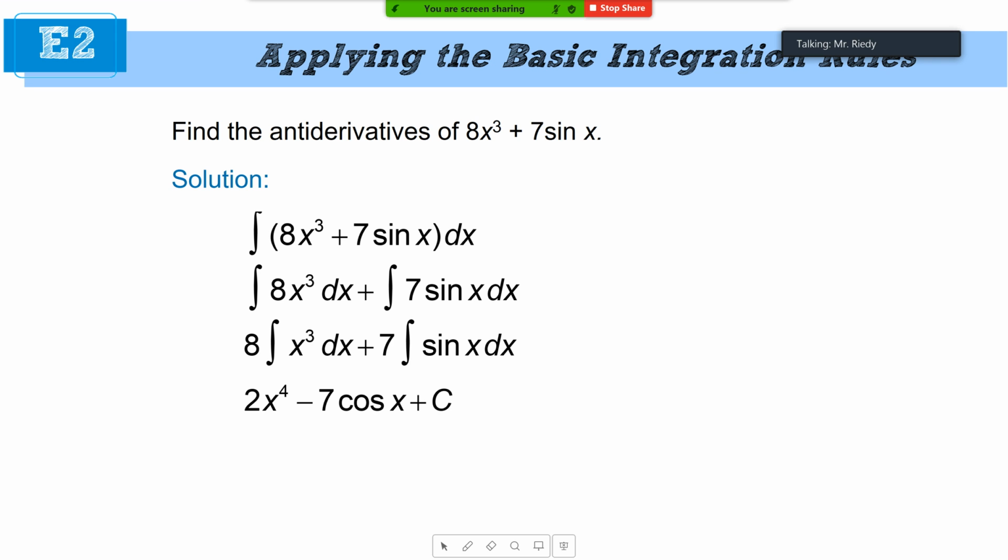Then take the derivative of each individual part, multiply your answer by the numbers out in front. So the antiderivative, as we already talked about, of x cubed is 1/4 x to the 4th. 1/4 times 8 is 2. That's where the 2 came from. Antiderivative of sine, using the stupid golf thing, is negative cosine. But again, I've got a 7 sitting out in front, so it becomes negative 7 cosine of x. And then don't forget the plus c.